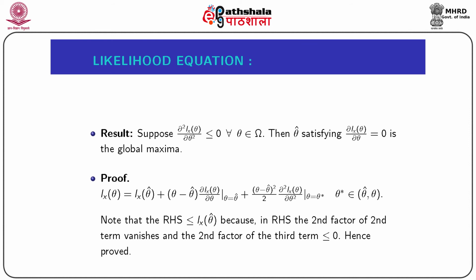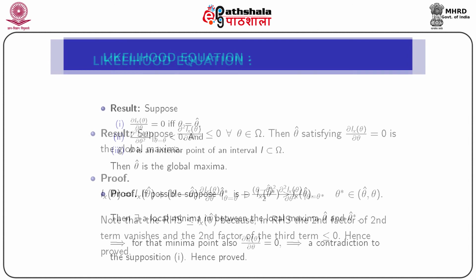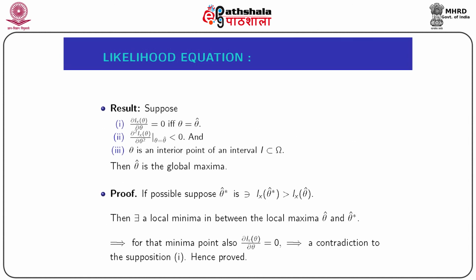Note that the right hand side is less than or equal to Lx theta hat, because in the right hand side the second factor of the second term vanishes, since at the point theta hat the first order derivative of Lx theta is equal to 0, and the second factor of the third term is less than or equal to 0 by the given condition of the result. Hence, we can realize the above result. Next we go to another result.